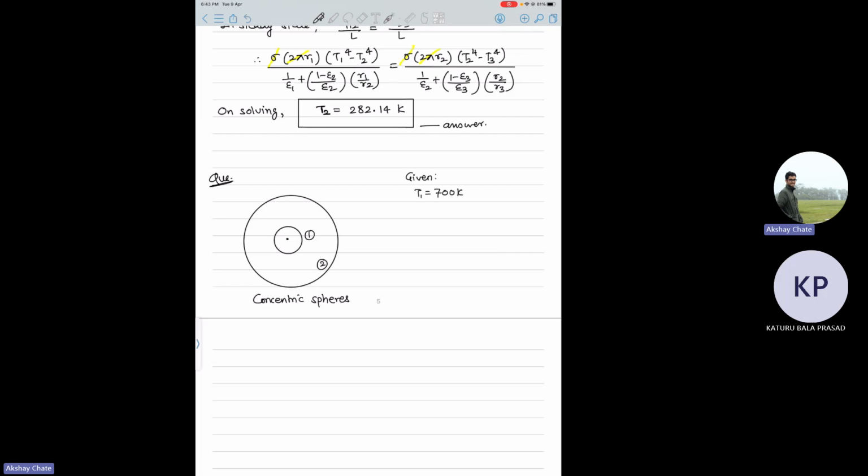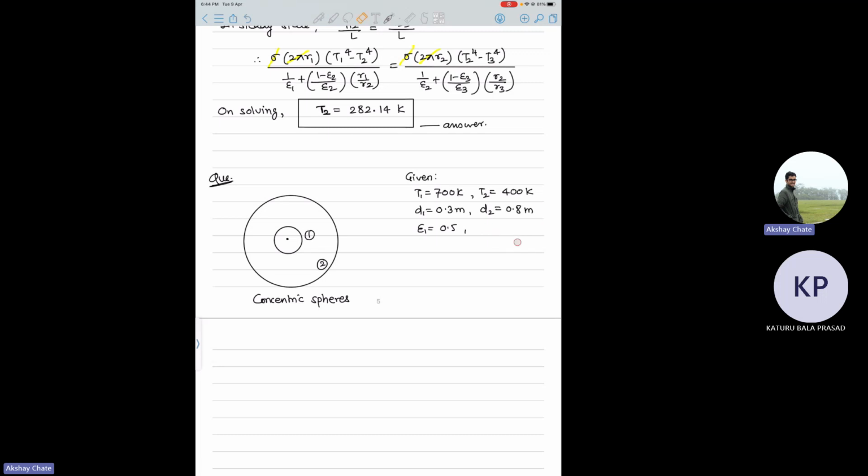700 Kelvin. And the outer sphere is at 400 Kelvin. And D1 is 0.3 meter. Diameter is basically the diameter of the sphere. And the outer one has a diameter of 0.8 meter. And then the emissivity of the outer surface of sphere one is given as 0.5. And the emissivity of the second or outer sphere, but inner surface, emissivity is 0.7.